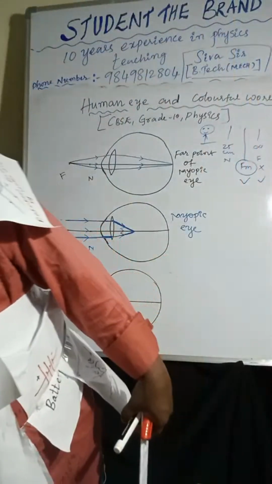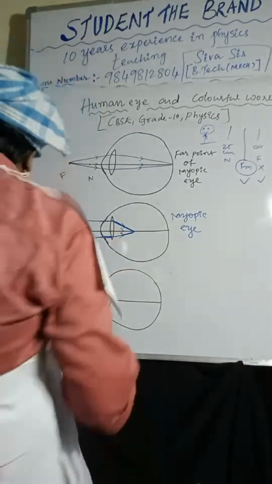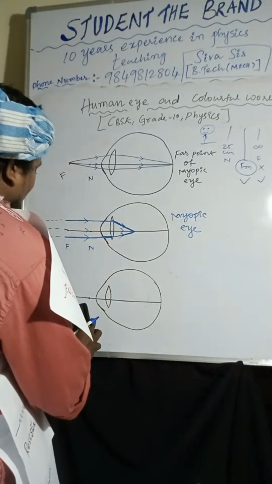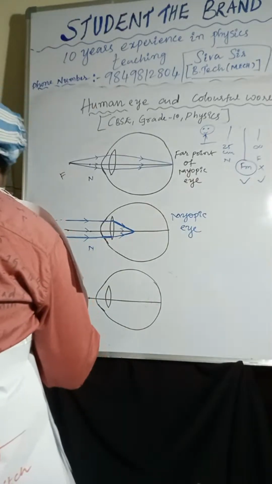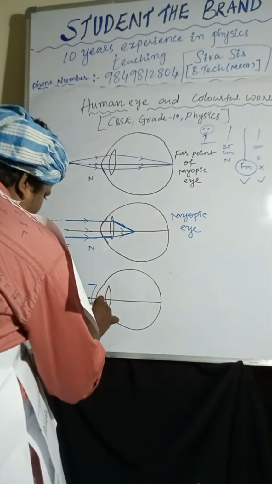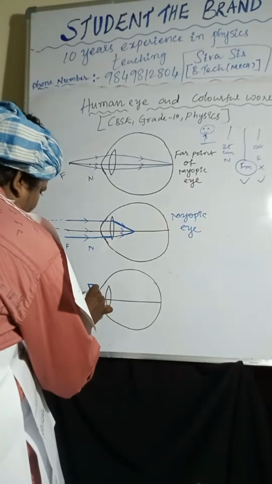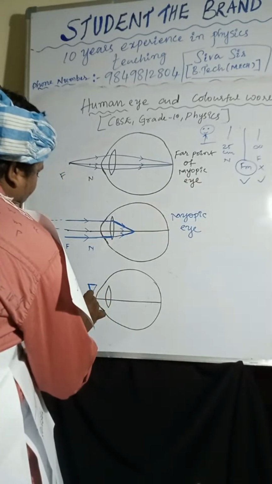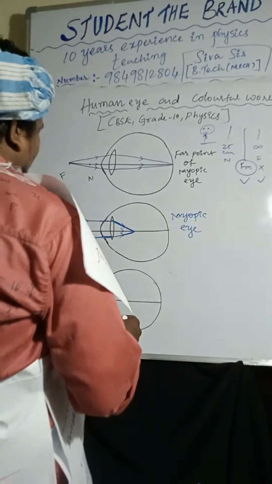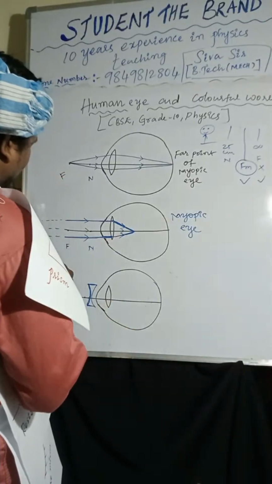So we'll draw the concave lens now. I'm drawing the concave lens here. Okay, so observe here. I'm taking the concave lens. So this is the near point and this is the far point. If the light rays are coming from far, how will it happen? So I'm taking here, you see. Okay, so light rays are coming from this point.